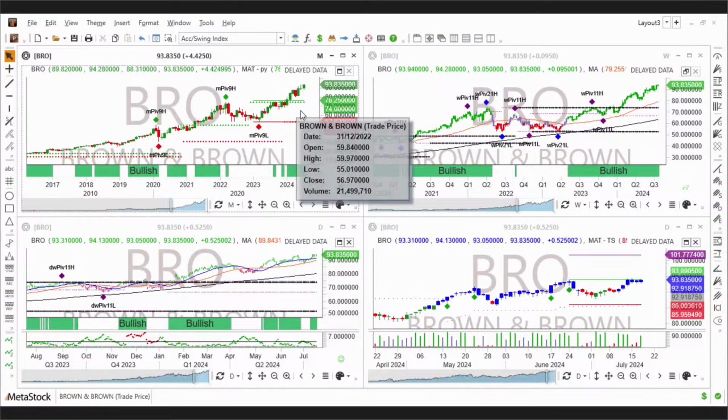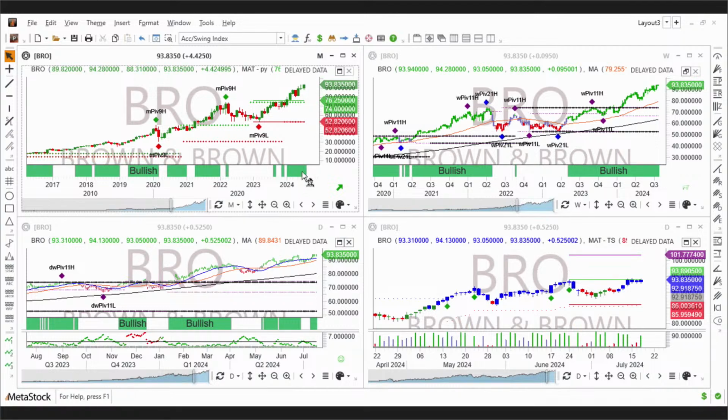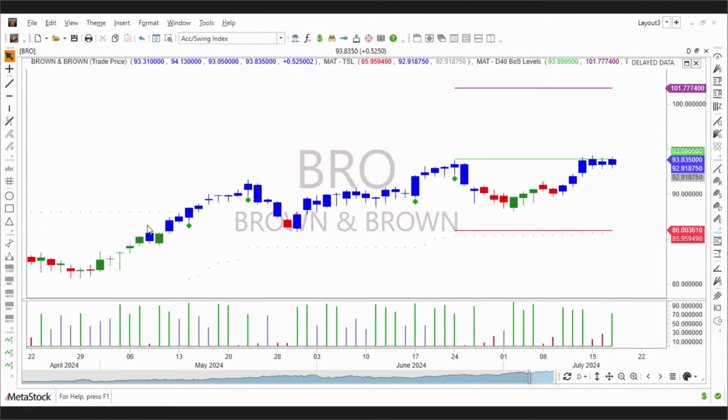Okay, the next stock is Brown & Brown. You'll notice that it has a green ribbon on the monthly, it has a green ribbon on the weekly, and it also has a green ribbon on the daily. If we go to the daily in the bottom right corner, and if I open that up, we have the blue bars confirming that we have a trend in play.